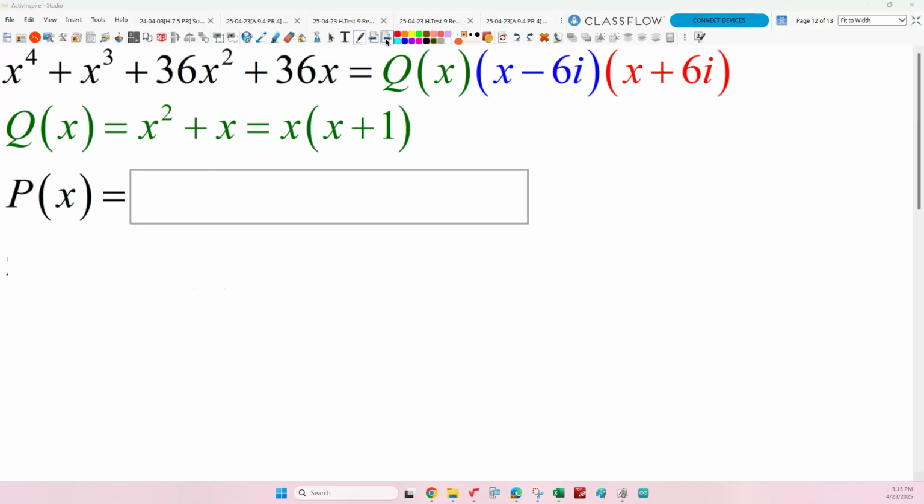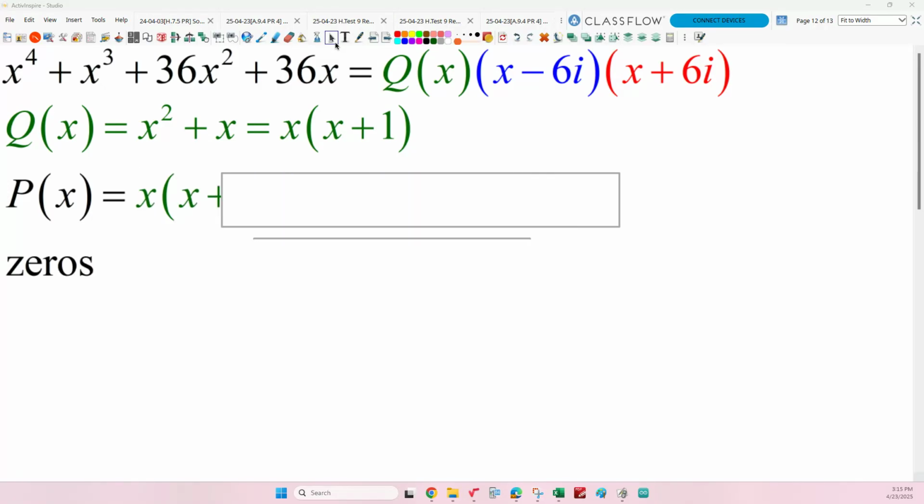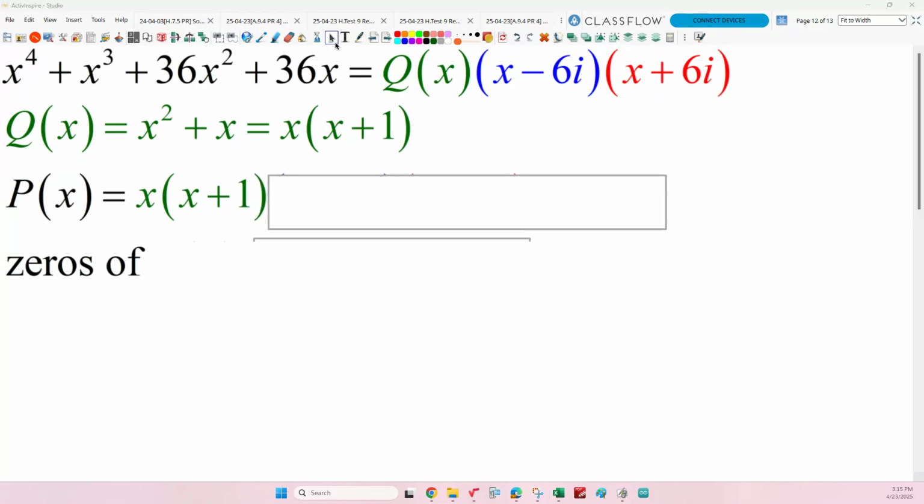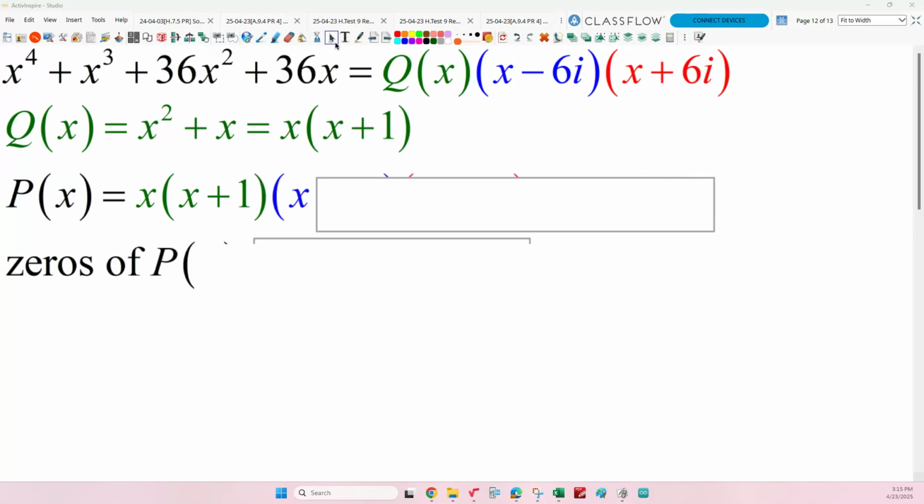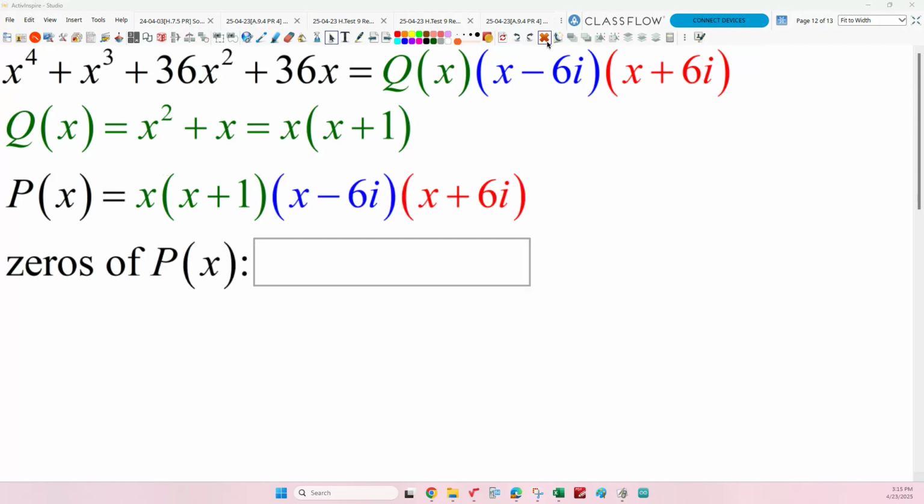Okay, so what are all of my factors for p of x, that big polynomial? Not the zeros, the factors. x. x times x plus 1. And x squared plus 36. Well, that's the same thing pretty much. Yeah, but I don't want this form.